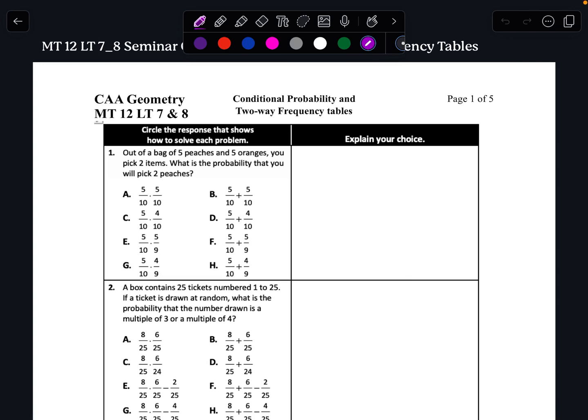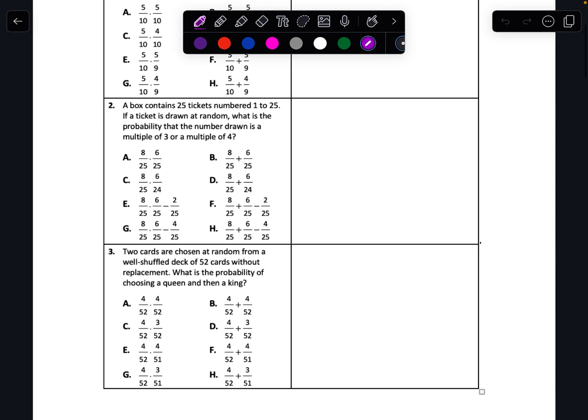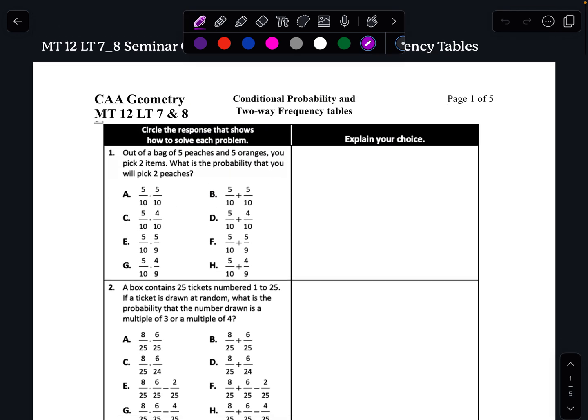Look at our last seminar in geometry on conditional probabilities and two-way frequency tables. First thing I want you to do is answer the first 3 questions on this page and then come back and go through the rest of the seminar. And make sure you explain your reasoning when you do questions 1 through 3.